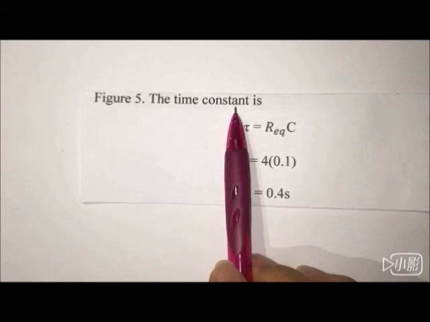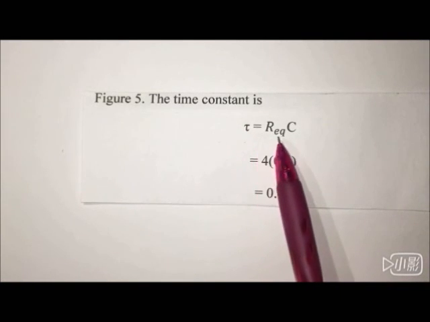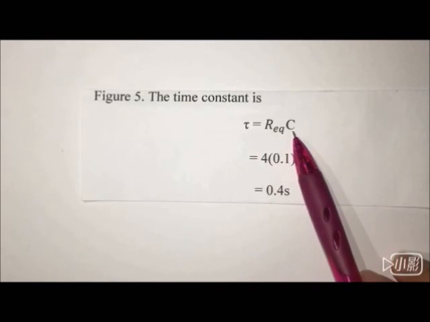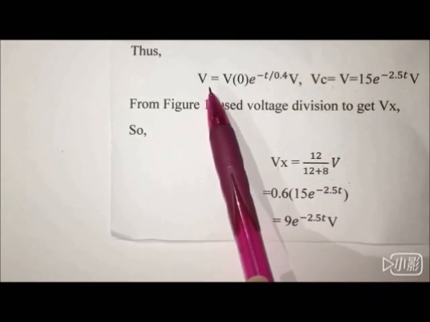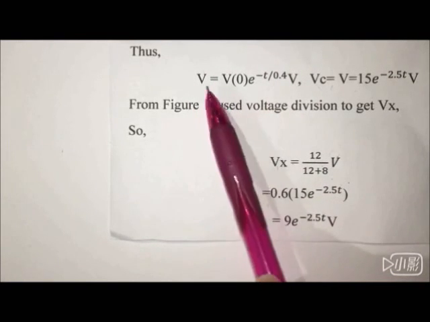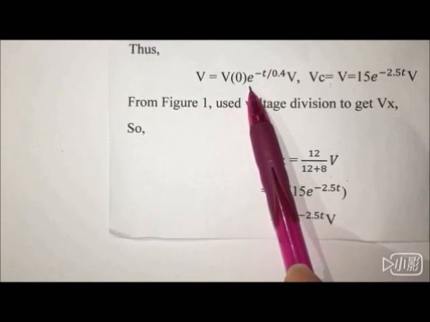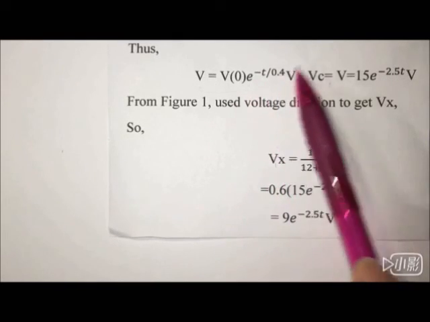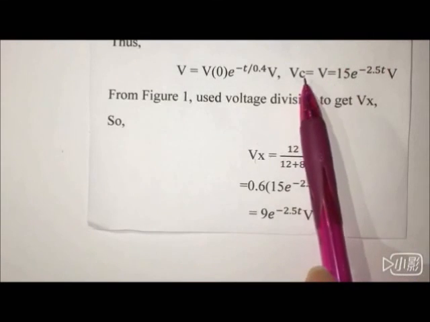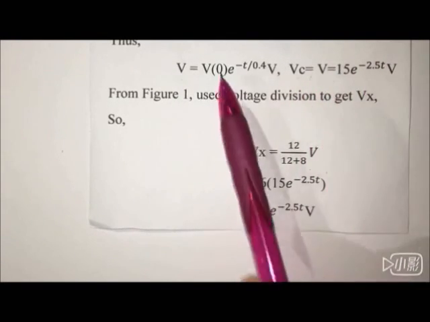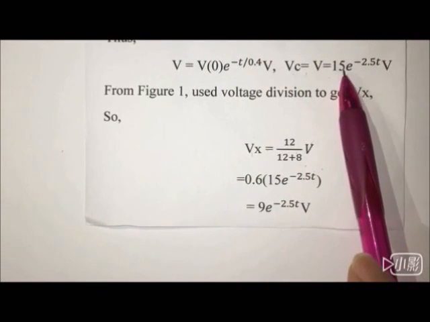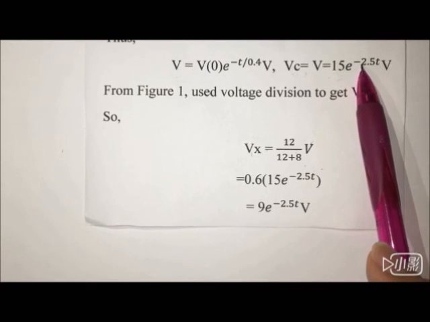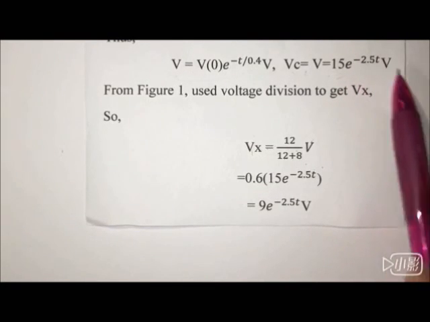Hence, we get the time constant. The time constant is R equivalent times the capacitance, so the answer is 0.4 seconds. Now we can substitute the time constant into the general formula for the voltage. Voltage is equal to V0 exponential to the power of negative t over the time constant. We know that Vc is equal to V, and V0 is equal to 15 volts. So we get Vc is equal to 15 exponential to the power of negative 2.5t volts.